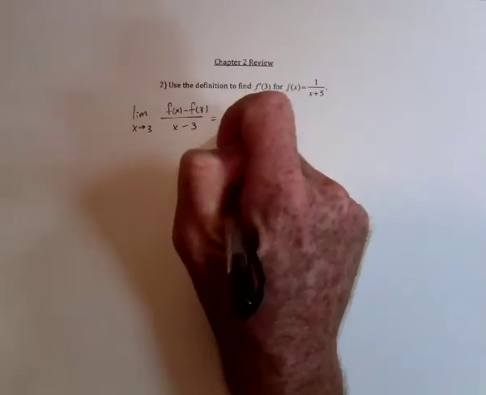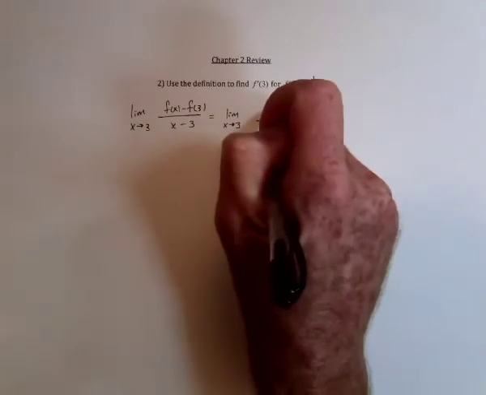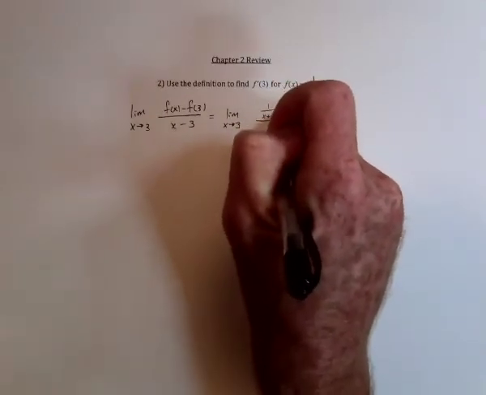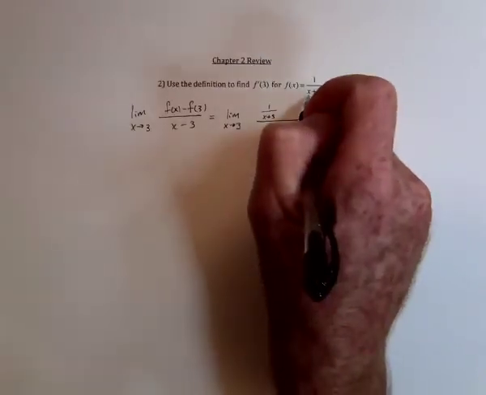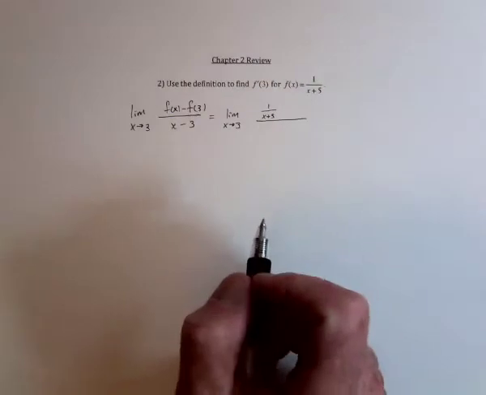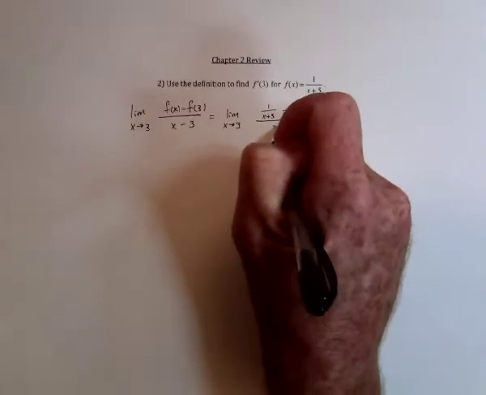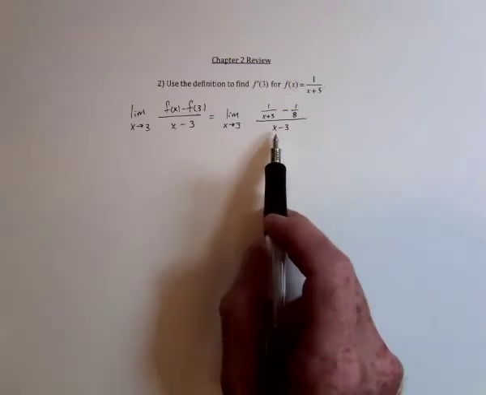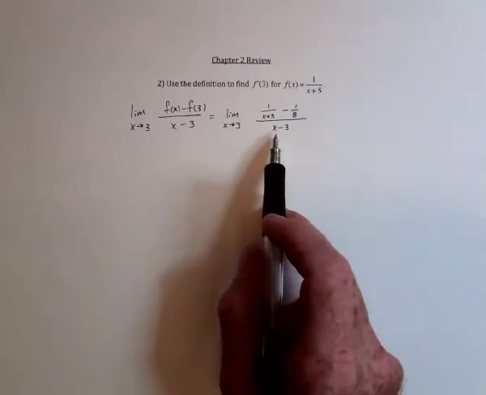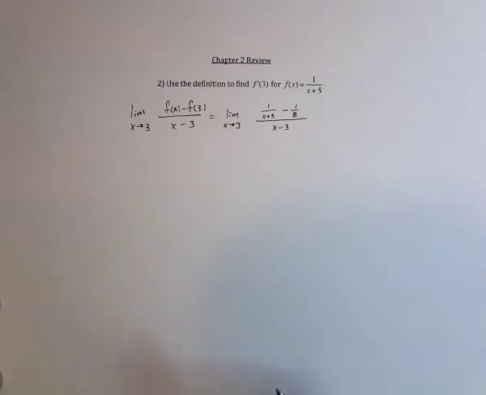So we're going to have the limit as x approaches 3. First of all, 1 over x plus 5. Next, substitute a 3 in there, so that's going to become 1/8. And then over x minus 3. And as always, we would have division by 0 if we substituted a 3. And if we substituted 3 over here, we would have 1/8 minus 1/8. So this one is 0 divided by 0.